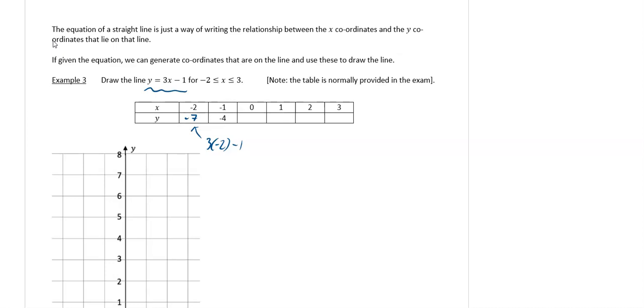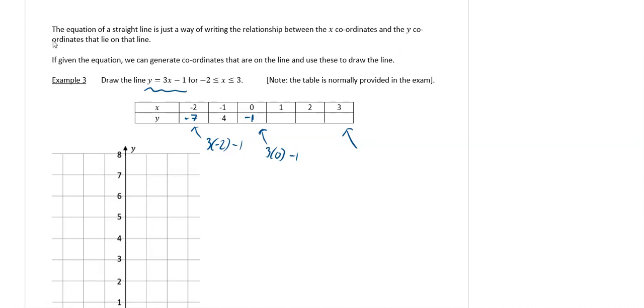Then the one they had given you, they told you when x equals minus 1, y is equal to minus 4. So we'll do the next one. So the next one is going to be 3 times 0. The x value is 0, and then minus 1. 3 times 0 is 0. Minus 1 is minus 1. You can do all of this in your calculator very easily. Okay, I'll show how you do the last one here, and then we'll go back and fill in the other ones.